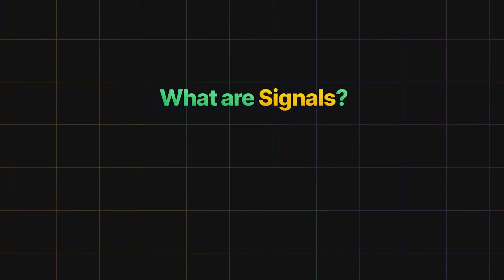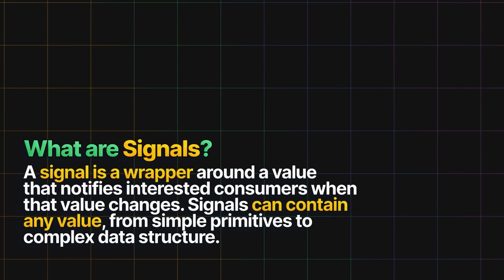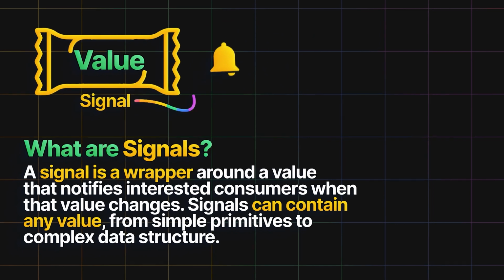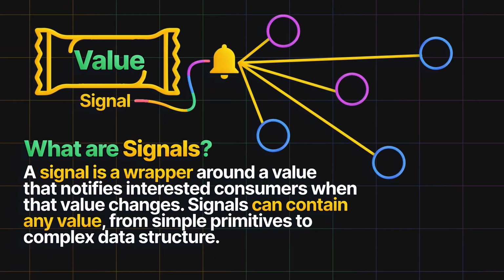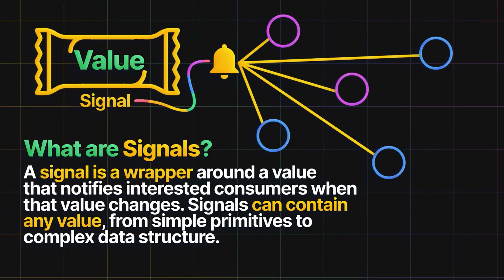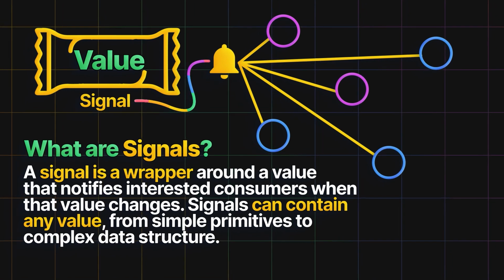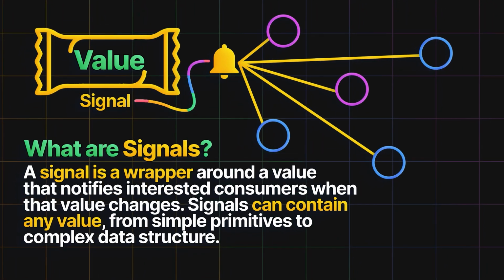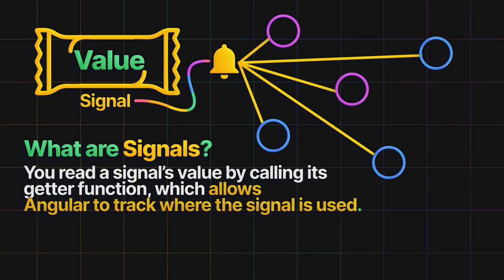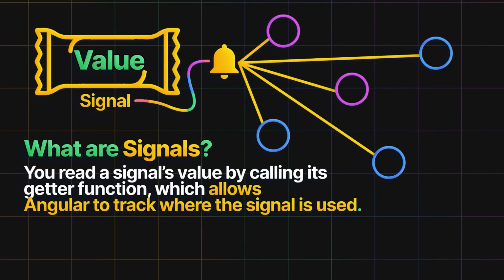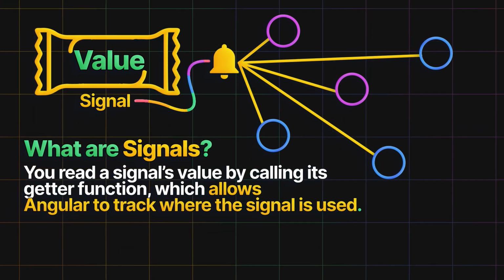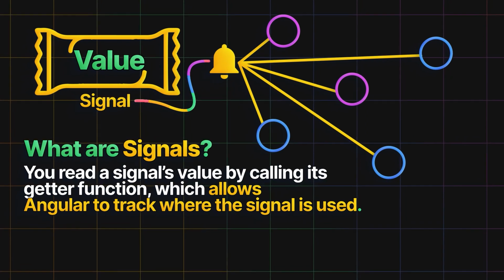The meaning of signals. According to the Angular website, a signal is a wrapper around a value that notifies interested consumers when that value changes. Signals can contain any value from simple primitives to complex data structures. You read a signal's value by calling its getter function, which allows Angular to track where the signal is used.